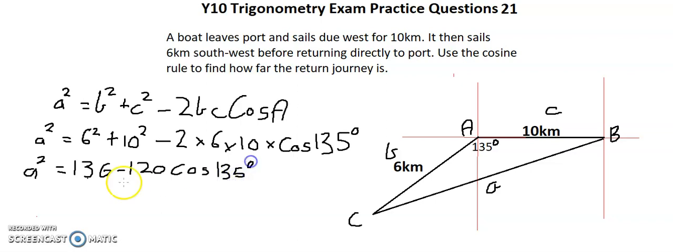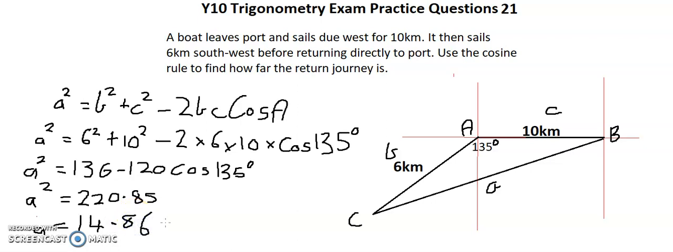Now I'm just going to put this into a calculator and solve it. And that is going to give me a squared is equal to 220.85. The next step is to get a by itself. To get a by itself, we need to square root. If we square root both sides, I'm left with 14.86 as my A length.